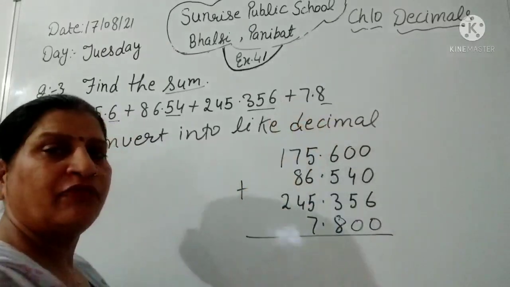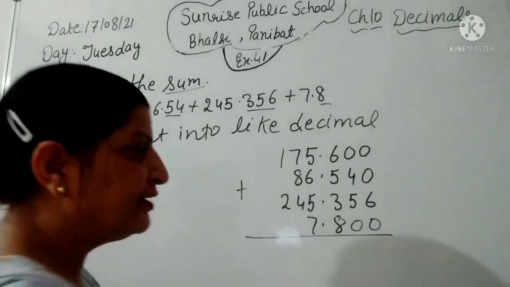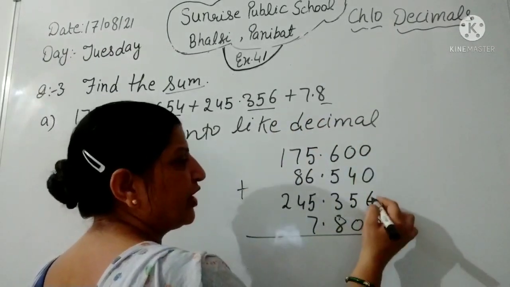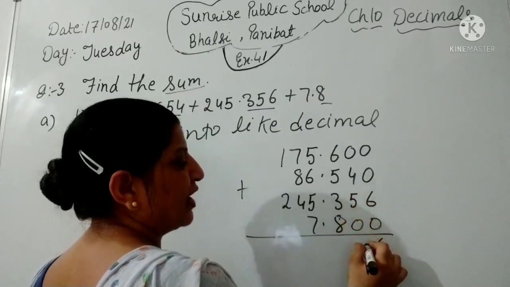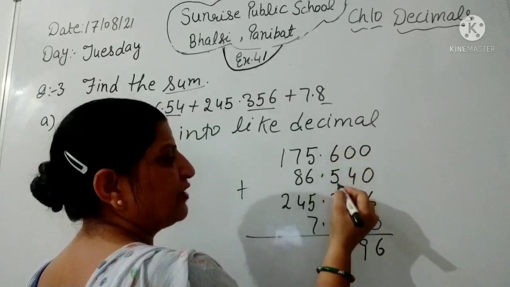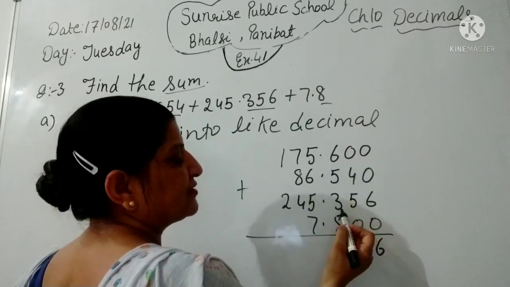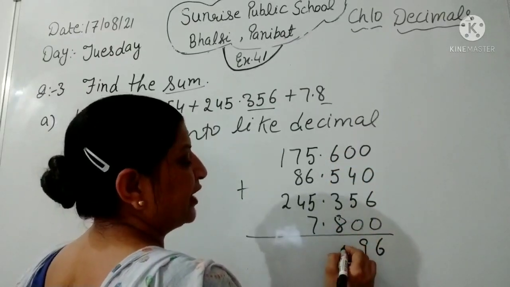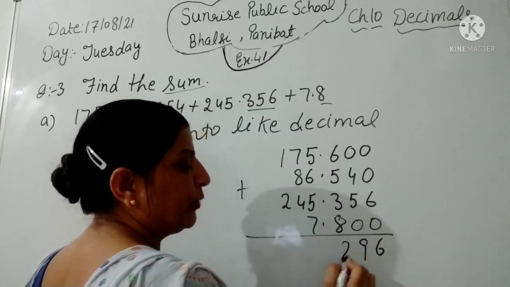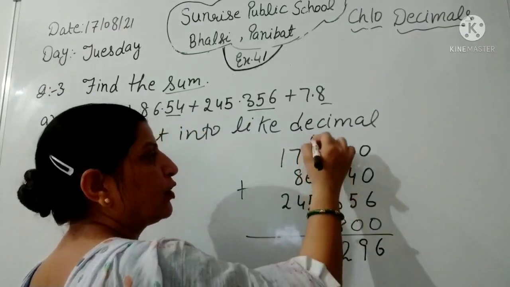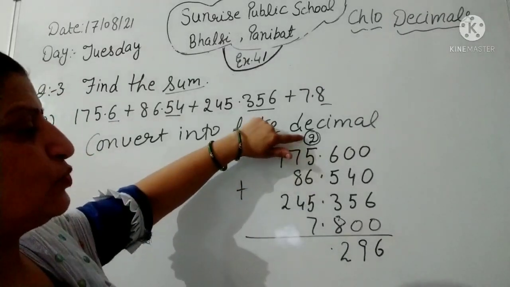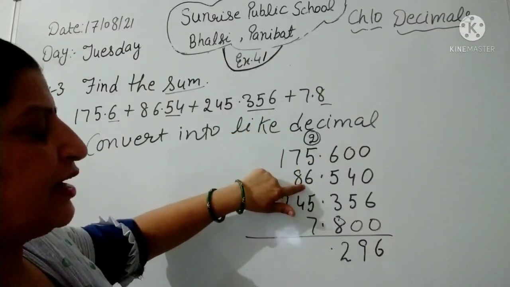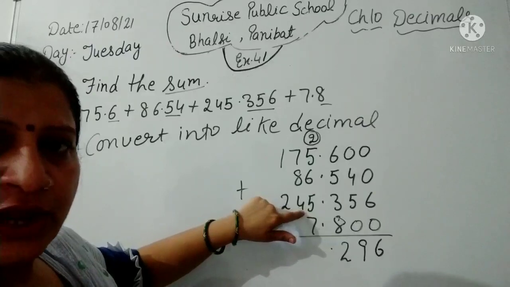In column-wise, we have to add these numbers. In this column we have only the 6, so we write here 6. Then 4 plus 5 is 9. 6 plus 5 is 11. 11 plus 3 is 14. 14 plus 8 is 22. In 22, the 2 comes here and 2 is a carry. Now the addition: 5 plus 2 is 7. 7 plus 6 is 13. 13 plus 5 is 18.